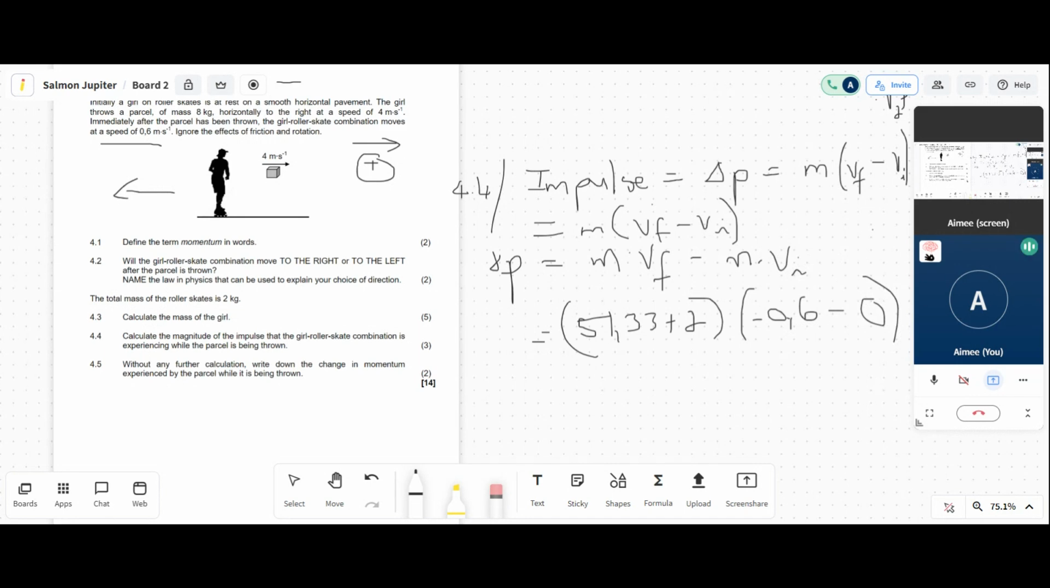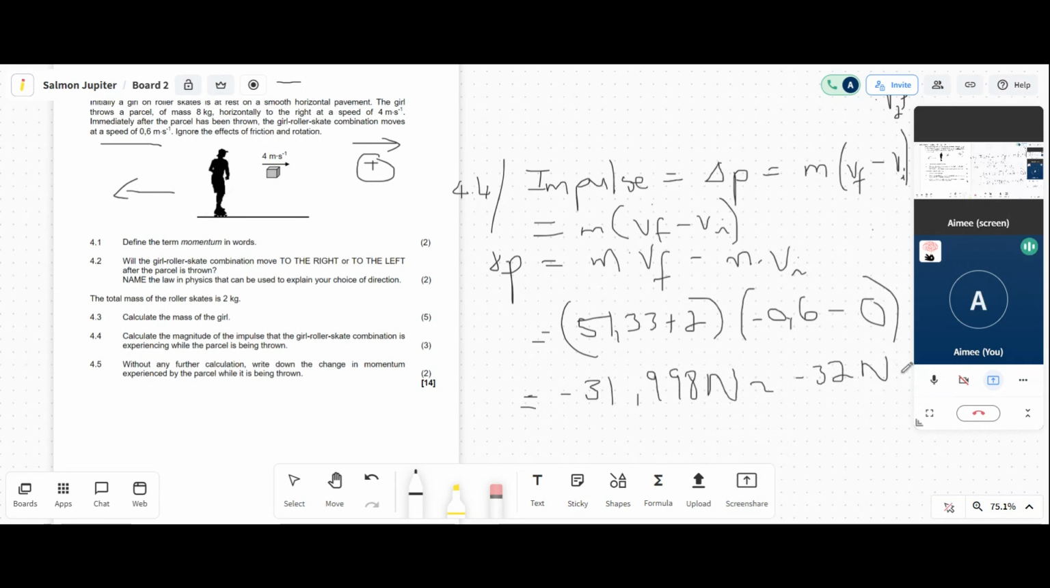Okay, and so now you plug that into your calculator. You say 51.33 plus 2 equals, and you multiply your answer by negative 0.6. And that answer gives us, so our change in momentum or our impulse is equal to negative 31,998 newtons, which is negative 32 newtons about, because we're rounding off, right? Okay, so that's the magnitude of our impulse.